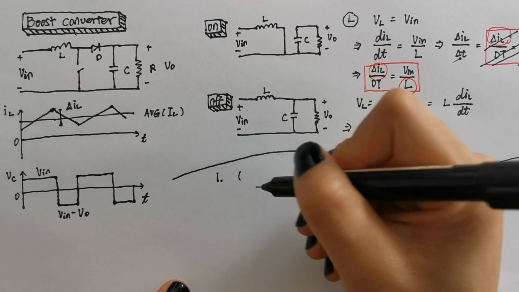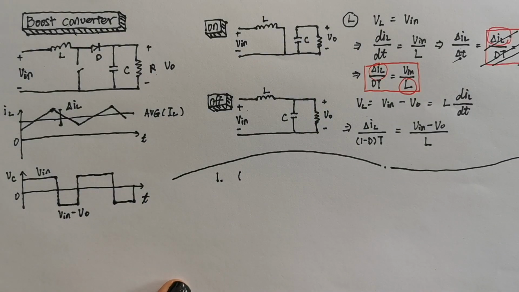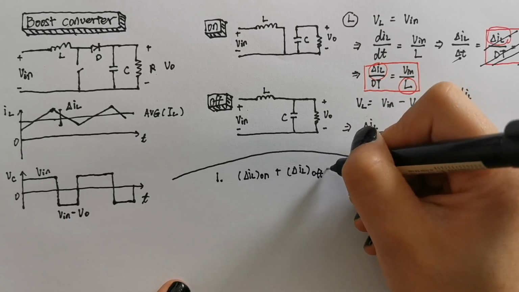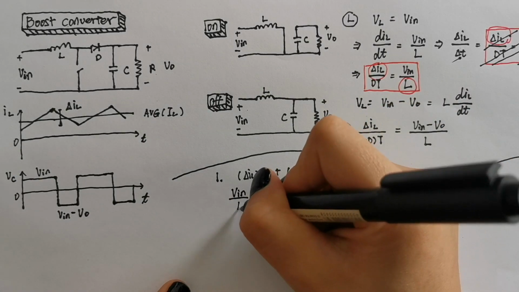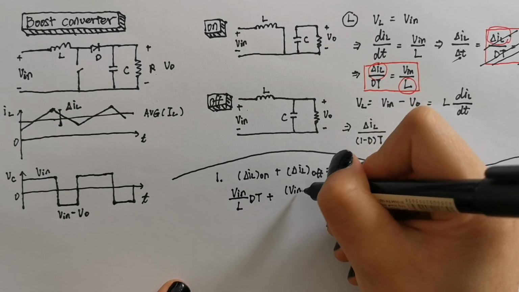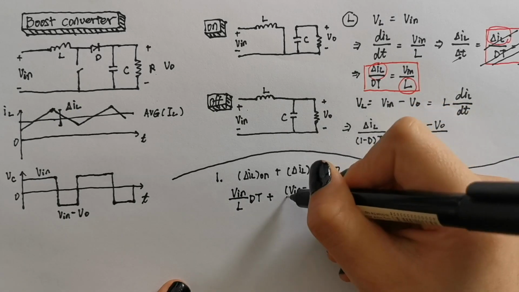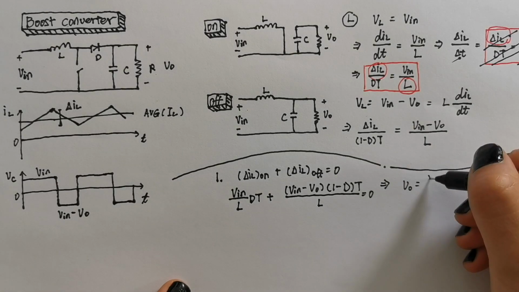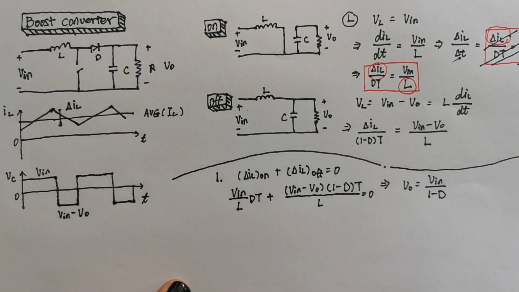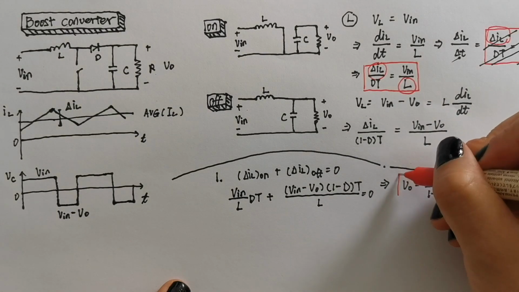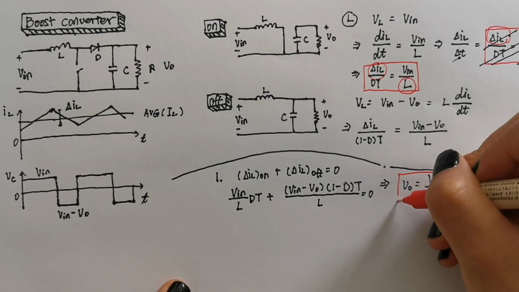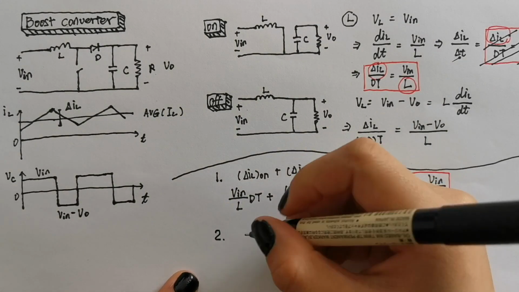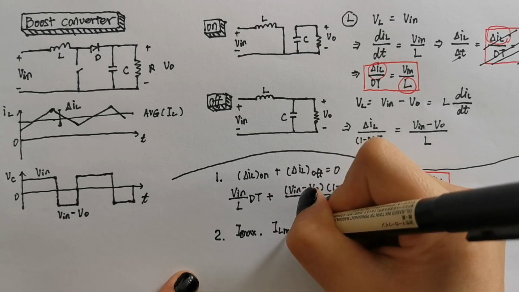For steady-state operation, the net change in inductor current must be zero. So, the same as the buck converter, the current change in the on stage plus the current change in the off stage on the inductor is zero. Then we find the relationship between input voltage and output voltage is Vout equals Vin divided by 1 minus D. Then we also want to know the maximum and minimum inductor current.